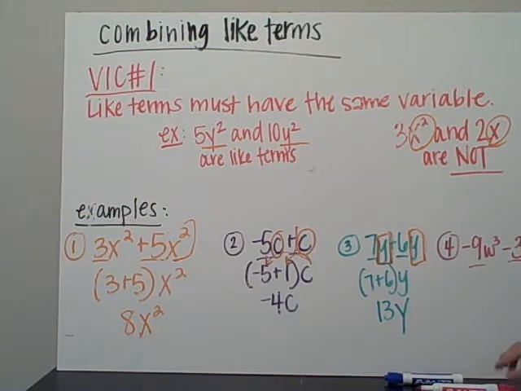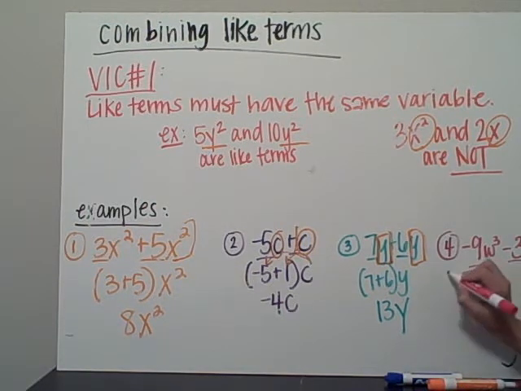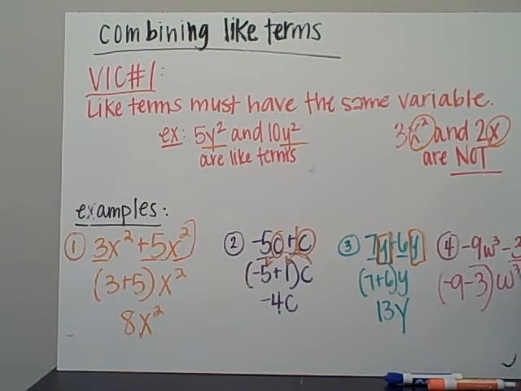Number 4, you have negative 9w to the third minus 3w to the third. Well, they are like terms because they both have a w to the third power, or w cubed. So we're going to rewrite this using the distributive property of negative 9 minus 3 times w to the third. Negative 9 minus 3, we add the inverse, so we get a negative 12 w to the third.